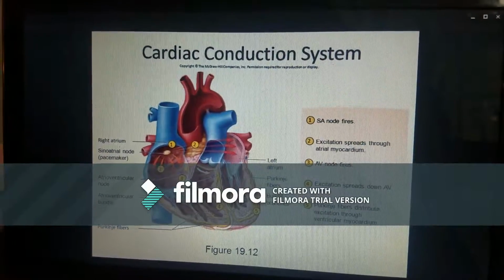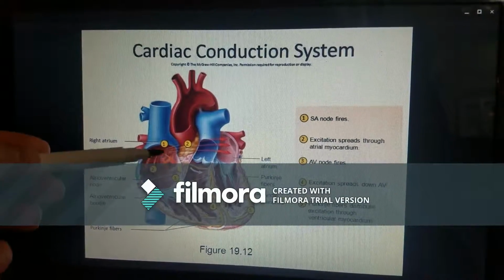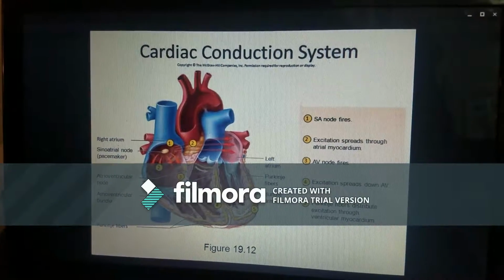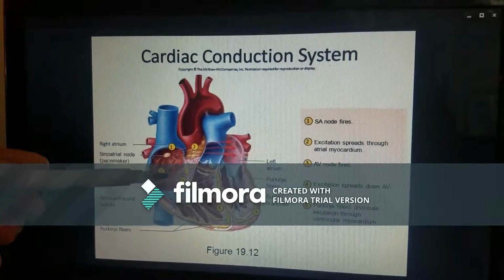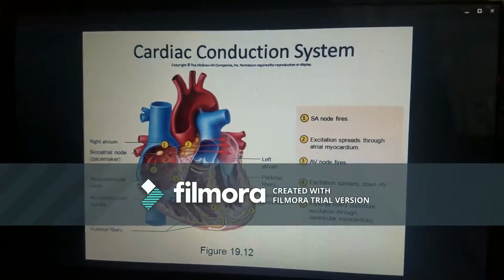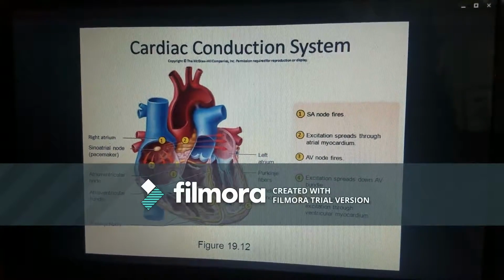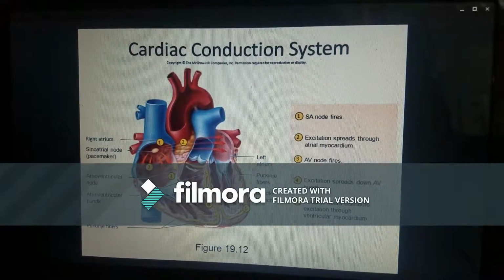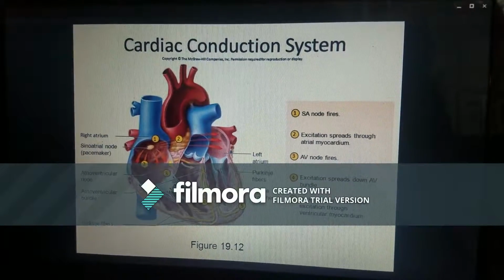The signal from this node will spread throughout the atria, which then leads the atrioventricular node to fire. This node is found at the lower end of the interatrial septum near the right valve. This node is very important to the safety of the heart, as it acts as a gateway or insulator that prevents different currents from entering the ventricles from any other route.